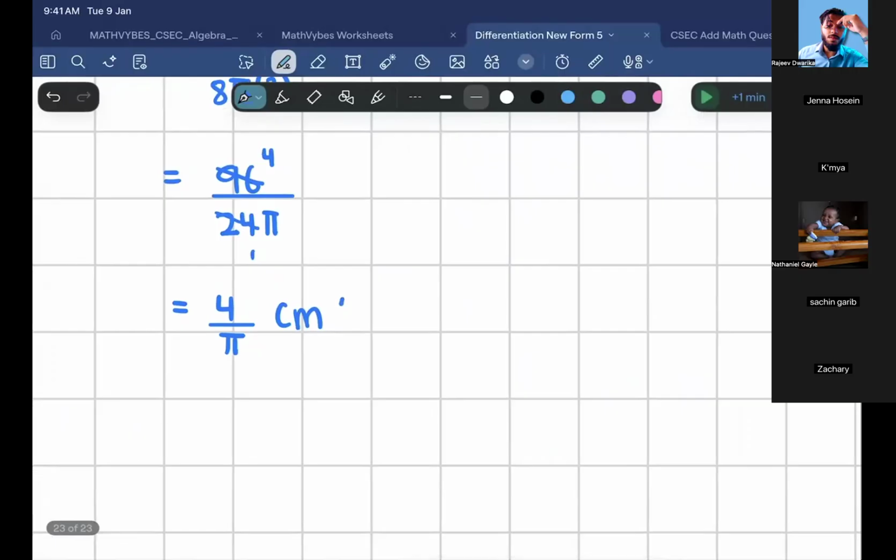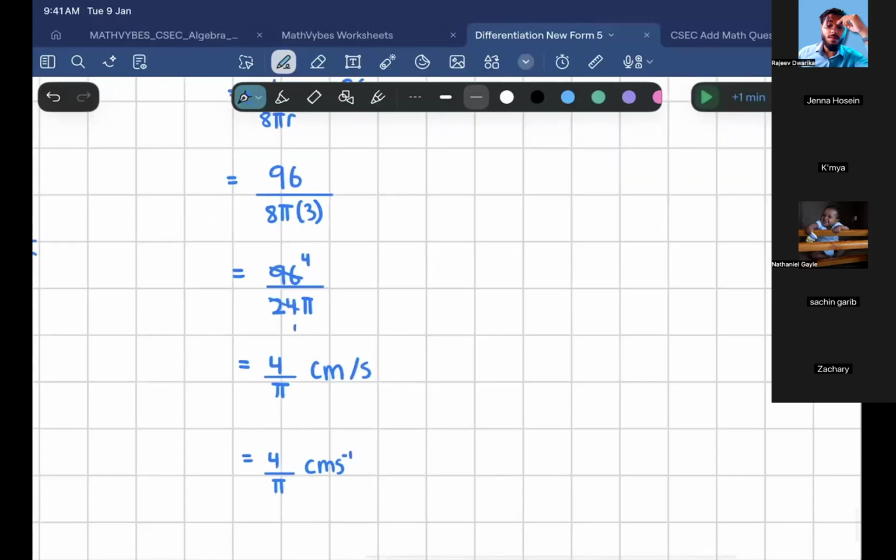So you can say centimeters per second like this, or you could write it as cm s to the power of -1. Yeah, that's it.